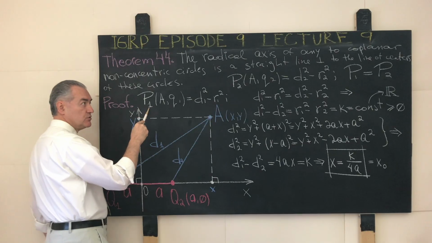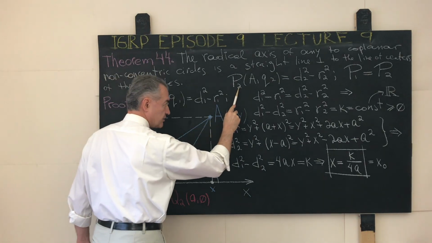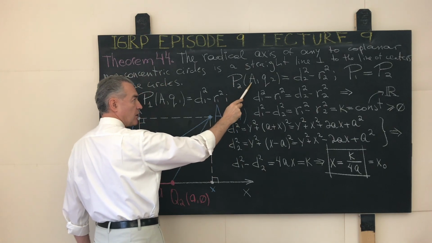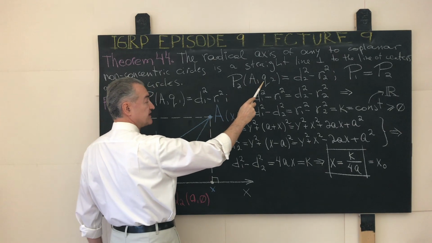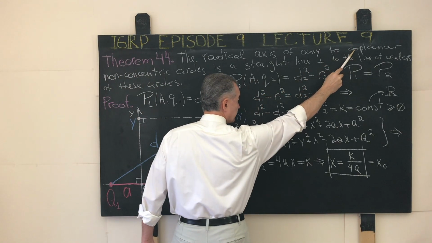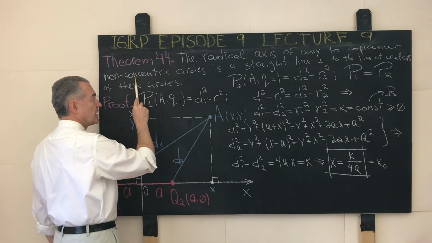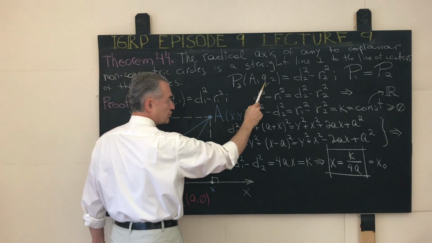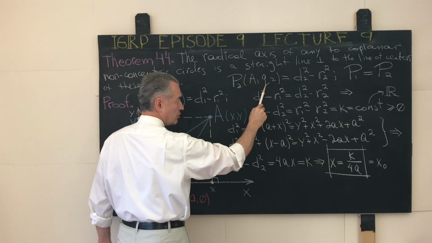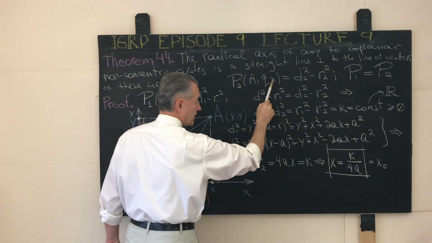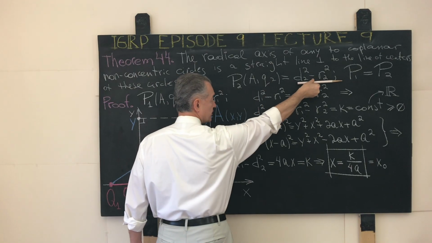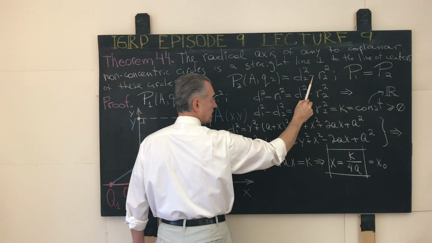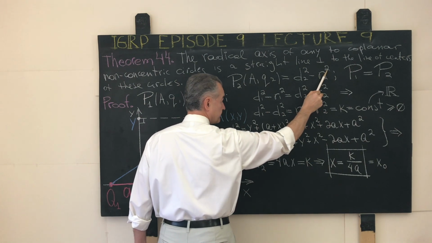Then we do the same thing. We construct the second real number called P2, which is the power of the point A with respect to the distinct, coplanar, and non-concentric with the first circle, second circle called lowercase q2. And that power, that real number, is this difference of squares shown over here, d2 squared minus r2 squared.